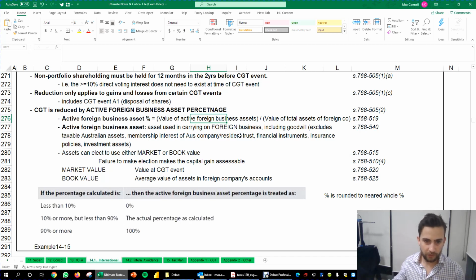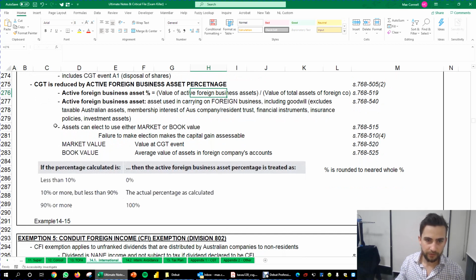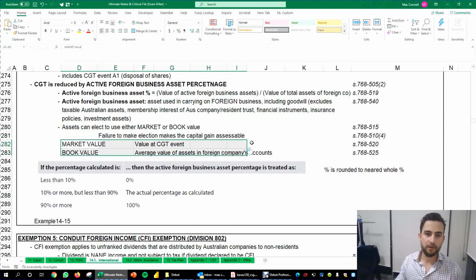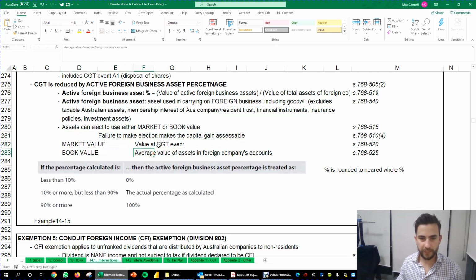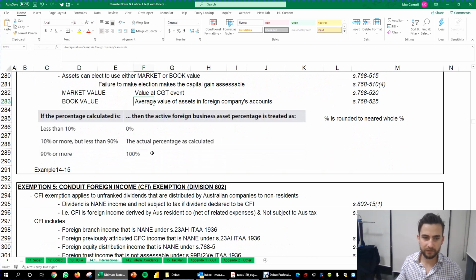Okay, moving on. So assets can elect to use either market or book value. Failure to make an election makes the capital gain assessable. Market value at CGT event. Book value is the average value of assets in the foreign company's accounts.